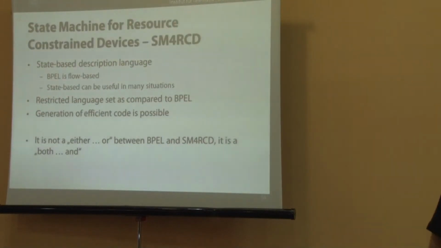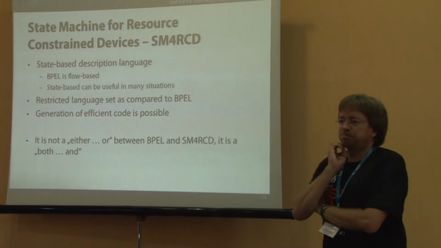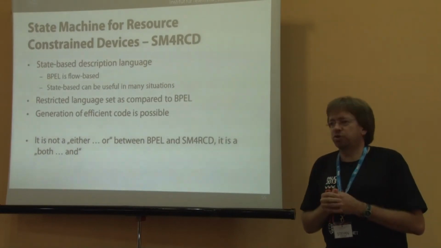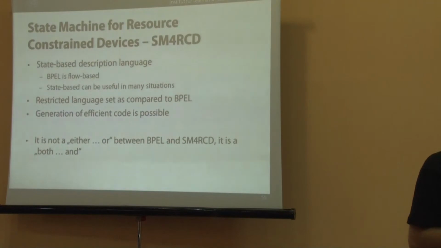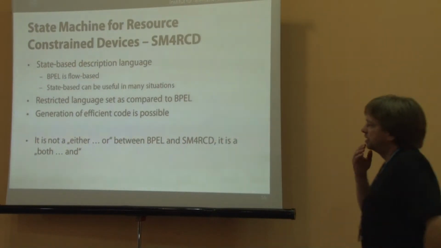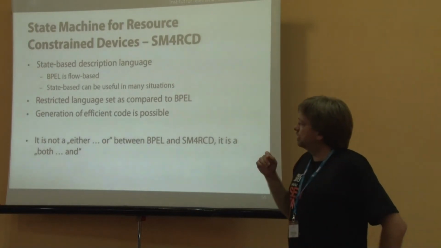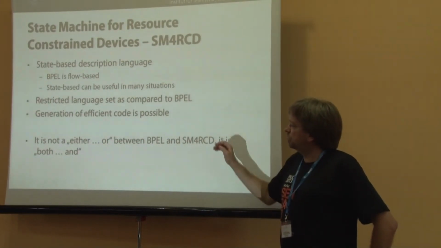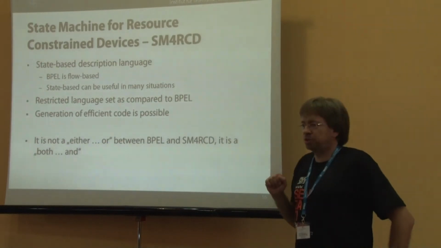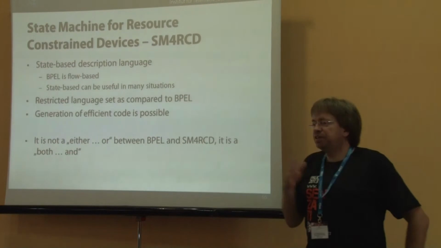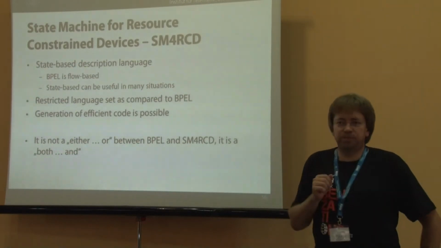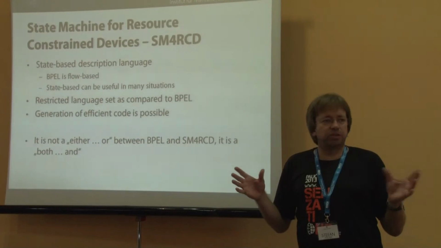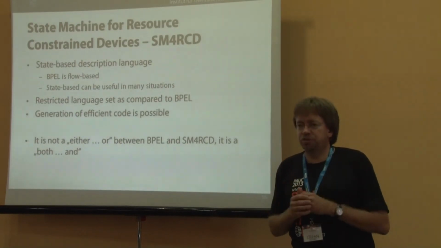So in principle, you could find a solution for that, but still, we also thought of a different solution for resource-constrained devices, and the solution that we came up with is a state machine-based system. So not flow-based descriptions as in BPEL, but state-based descriptions as in usual protocol descriptions. The system, which we call SM4RCD, is a very much restricted language as compared to BPEL, so not too many complicated constructions, but generation of efficient code is possible. And the interesting thing is that we don't want to have an either-or between BPEL and SM4RCD. We want to have a coexistence of both, and we even want to make it possible to use both together in one description of a business process.